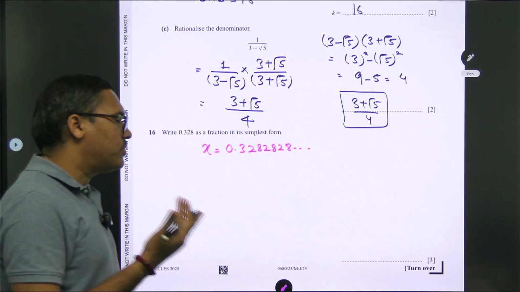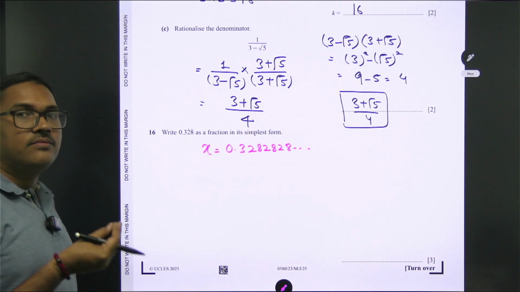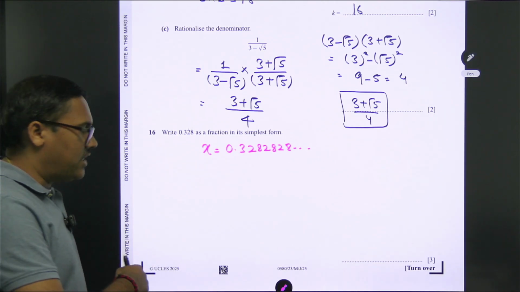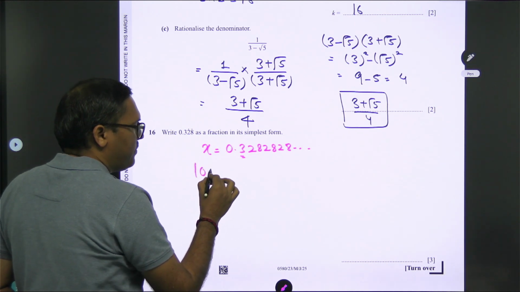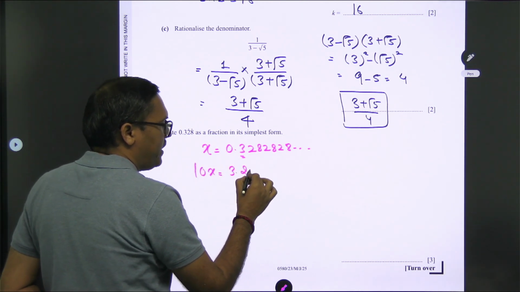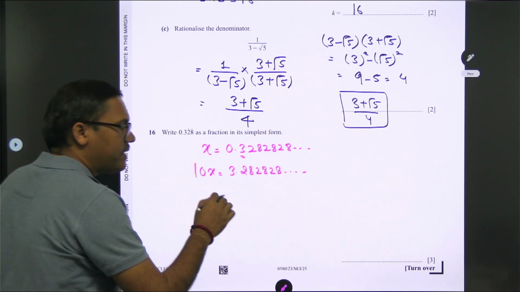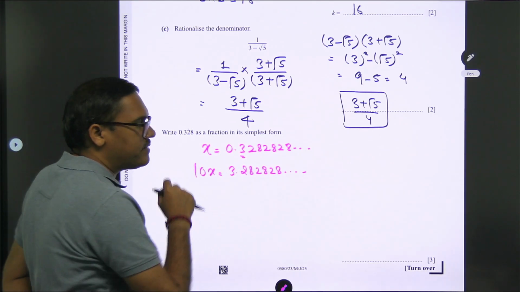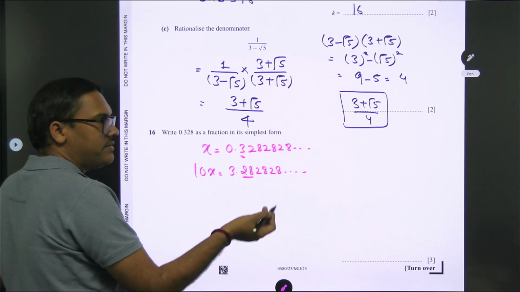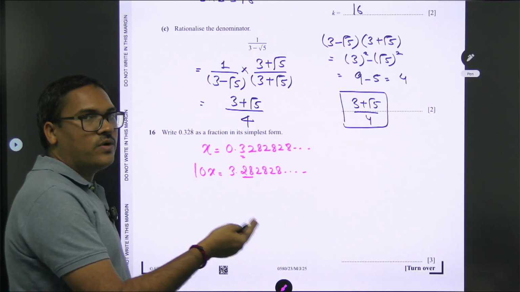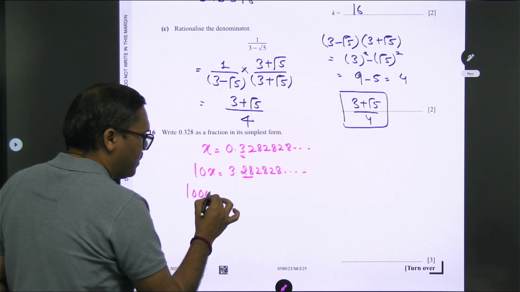So now how to proceed in this type of question? The best way is you bring all the terms which are non-recurring to the left side first. So I can see 3 is not recurring. So we'll take this 3 on this side. We will multiply with 10. So this will become 3.28, 28, 28, and so on. Now what is recurring here? In this example, you can see 28 is recurring. So what you can do is bring one block of 28 to the left side of the decimal. So we have to bring this 28 on this side. So we'll multiply with 100. If you multiply this with 100, this will become 1000.